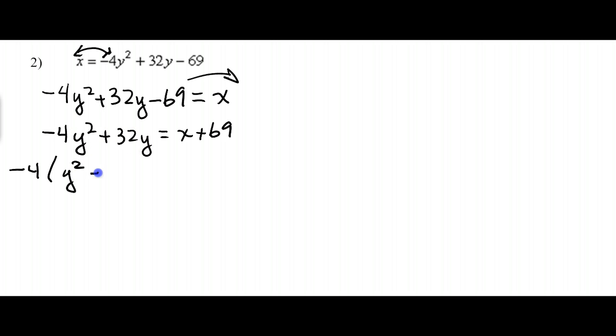So this becomes negative 8y. So finish completing the square. Take half of my y term, so that's negative 4, and we'll square it. And that's going to equal x plus 69 minus, because I have a negative over here in the front, so minus 4 times negative 4 squared.